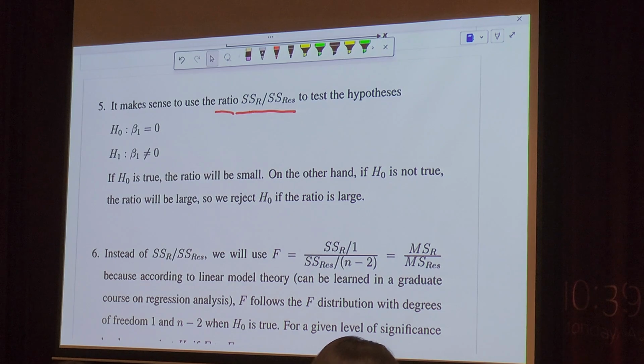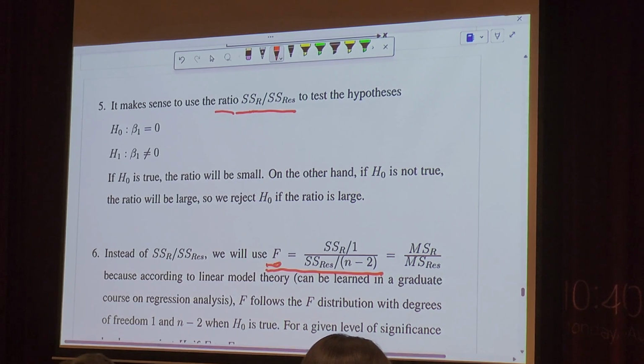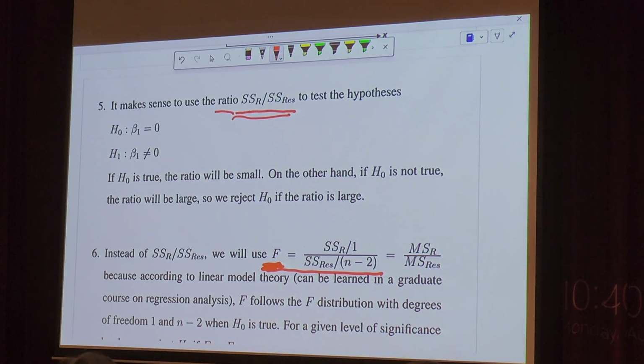However, we know the distribution of these. If you divide SSR by 1, the degrees of freedom for SS regression, and SS residue by n minus 2, you can show that this statistic follows an F distribution. So instead of using this ratio, we use this ratio, because in linear model theory, you can derive the distribution of F. And that's what we are going to do in the next chapter.